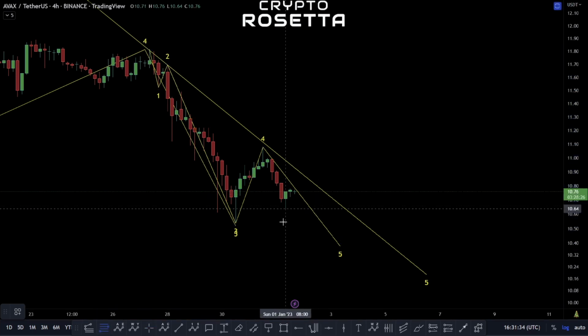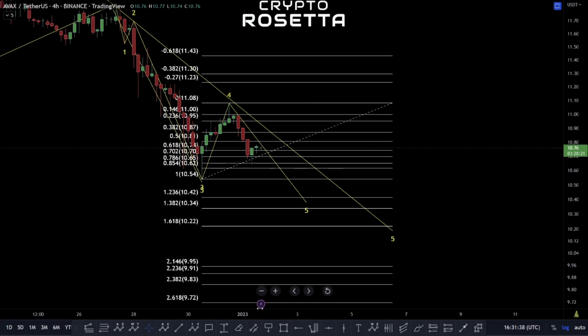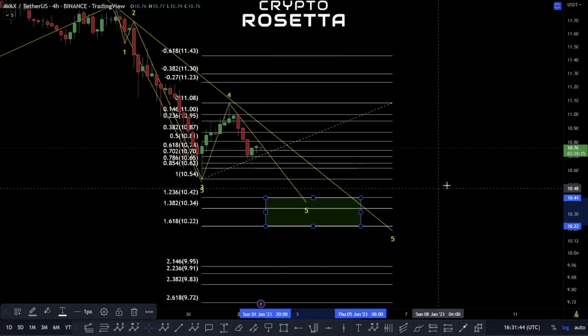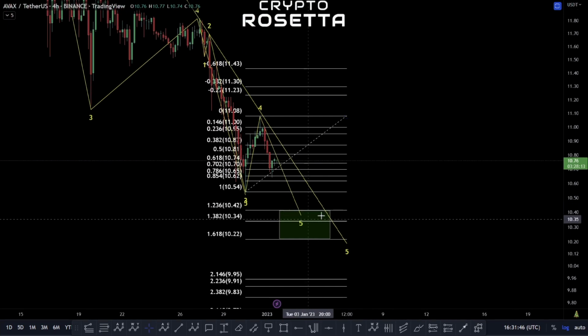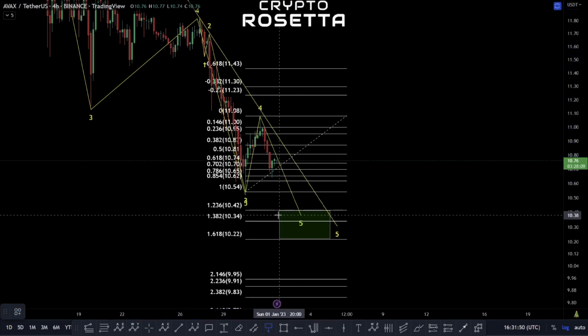If that was the case, what we'd be looking for potentially is to target out into this zone of this 10.42 to this 10.22 area. If we're going to have that additional little leg to the downside here, that could technically then complete this move.